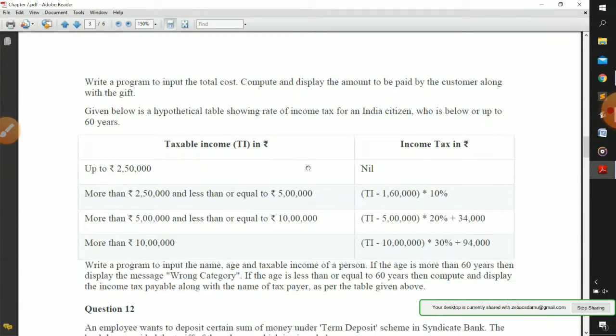I hope you understood this part as well. Again, see, the question number 11 heading I forgot to write down. So from this portion given below is a hypothetical table. From this portion your question number 11 is starting.